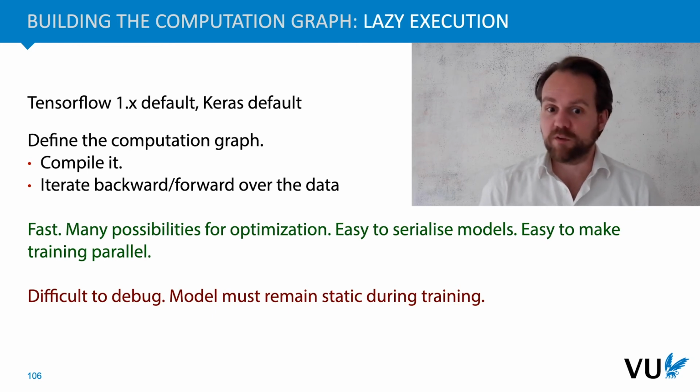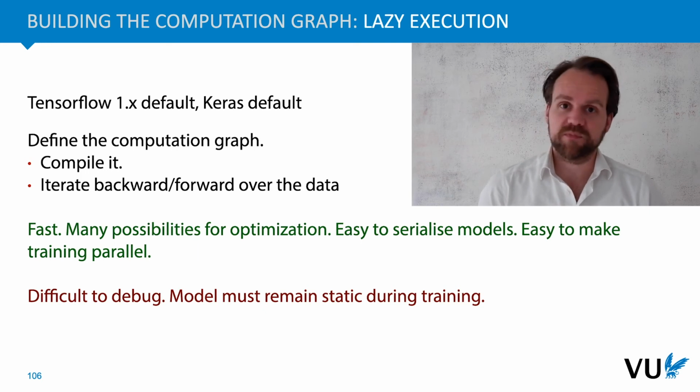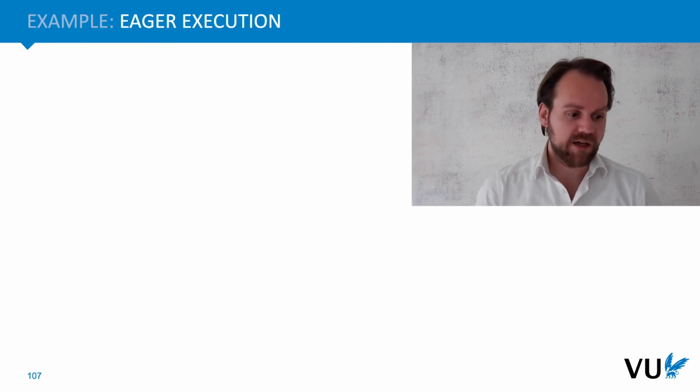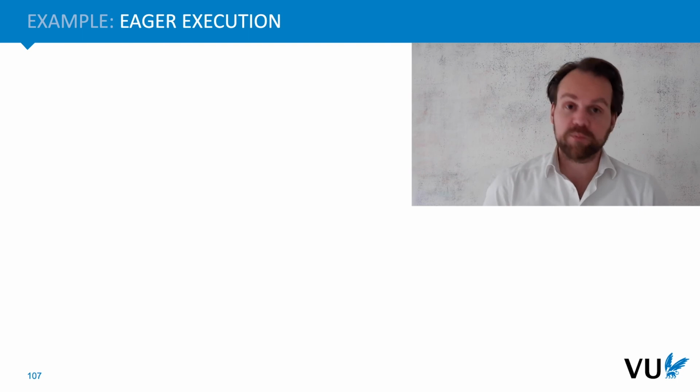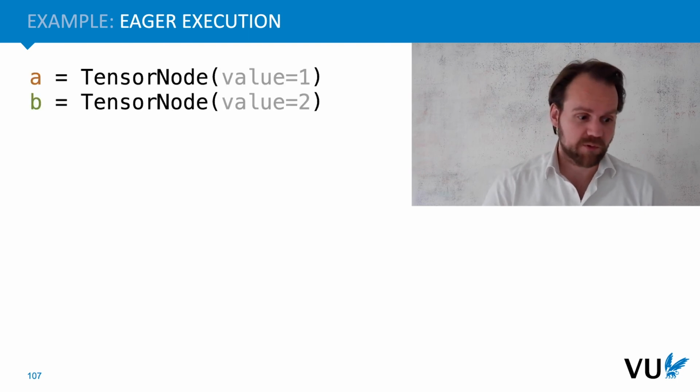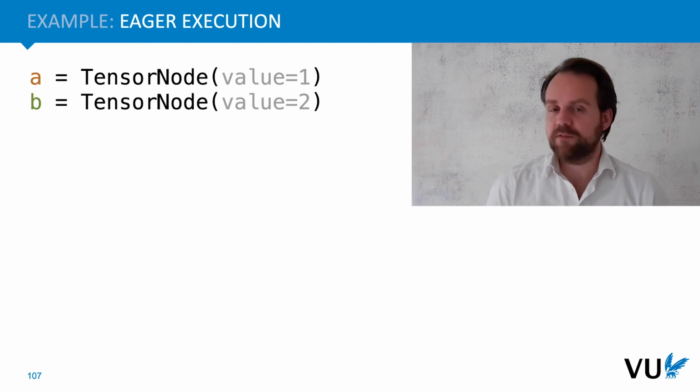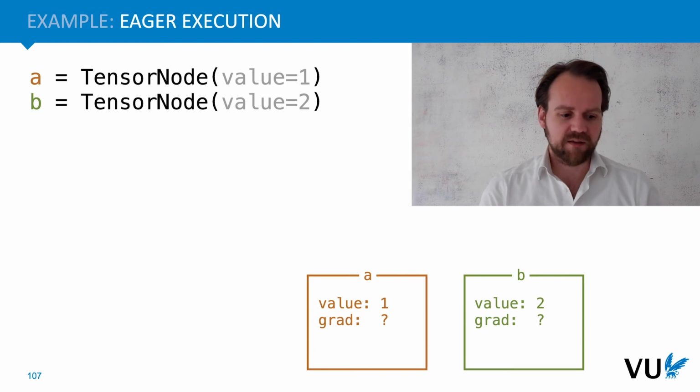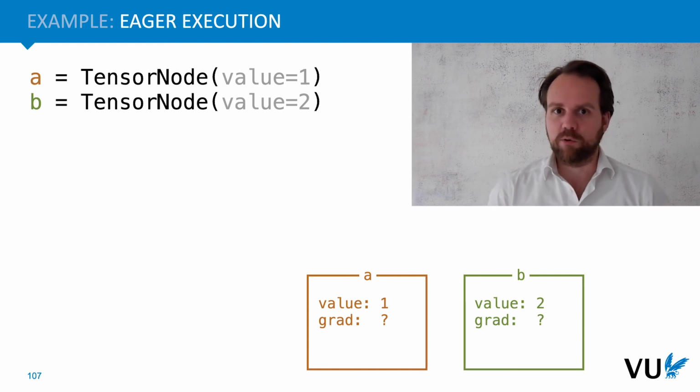Some of these problems are solved by eager execution. So let's see what that looks like. We'll perform the same computation. So we start with 2 tensor nodes A and B. But this time note that as we define them, we immediately define also their values. So when we create them in memory, their values are already set.